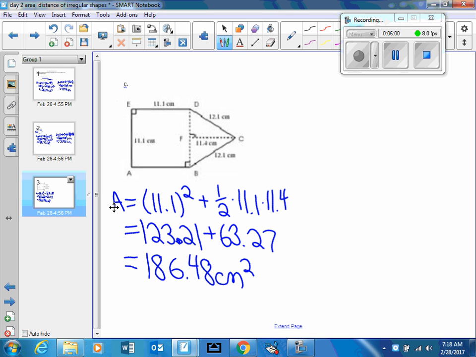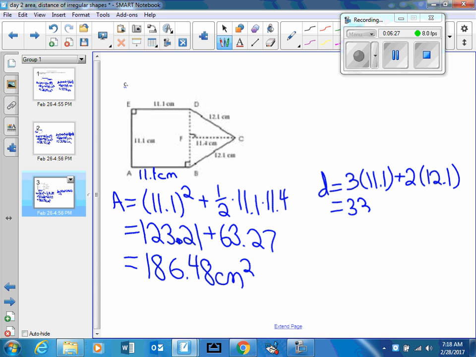For the distance around it, I add up the outside edges. The bottom edge of the square part is also 11.1 centimeters. So to find my distance, there are 3 sides that are 11.1. So as a shortcut, I do 3 times 11.1. And there are 2 sides that are 12.1. Using my calculator to do the multiplying and the adding work for me, my final answer ends up being 57.5, and that would be labeled centimeters.